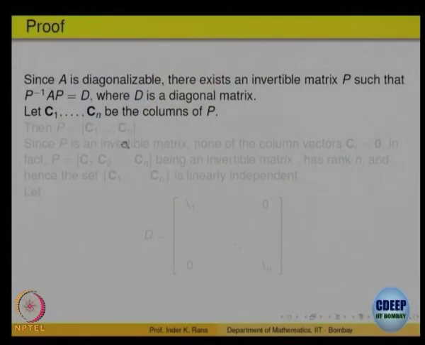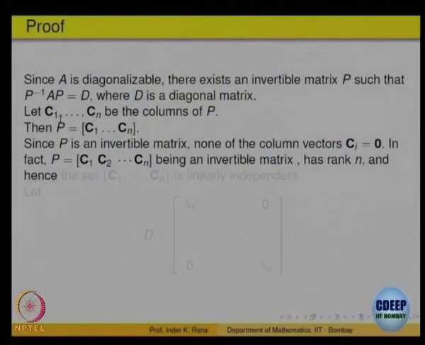Suppose A is diagonalizable. Then there is a matrix P such that P inverse AP is a diagonal matrix. So, invertibility implies there is a matrix P with this property. Let us call C1, C2, ..., Cn the columns of that matrix P. So, P is given by C1, C2, ..., Cn. Since P is invertible, none of these vectors could be 0, and in fact being an invertible matrix, it has full rank. So, they are linearly independent.